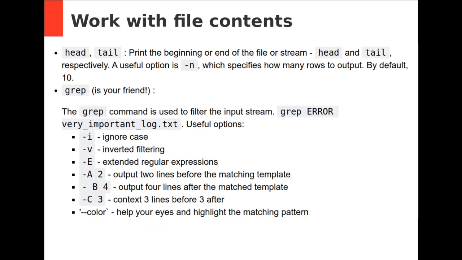So the next step is to learn how to work with file contents. Which commands can do this? As we saw earlier, the head command, we also have a tail command. These commands are useful for printing the beginning or end of a file or stream. Both have the option -n, which specifies how many rows to output. By default, 10. grep is a very useful command. It is used for filtering the input stream. For example, grep error very_important_log.txt will output all occurrences of the string error in this file.